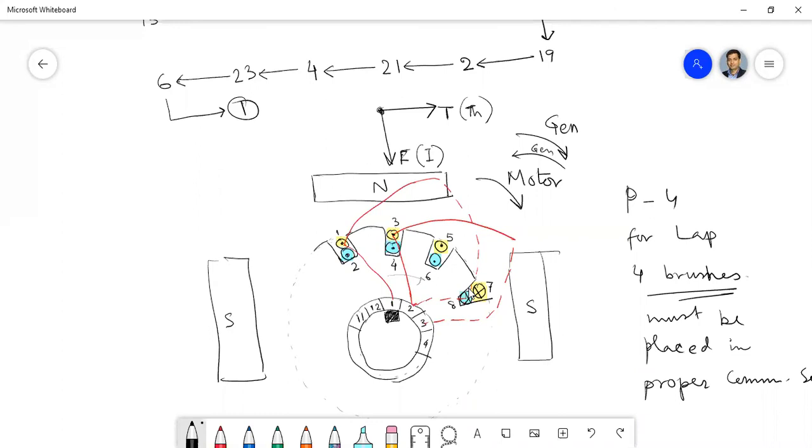At any instant, under any pole you will have 3 coils, 3 slots or 6 coil sides, whatever you can say. 3 slots per pole.